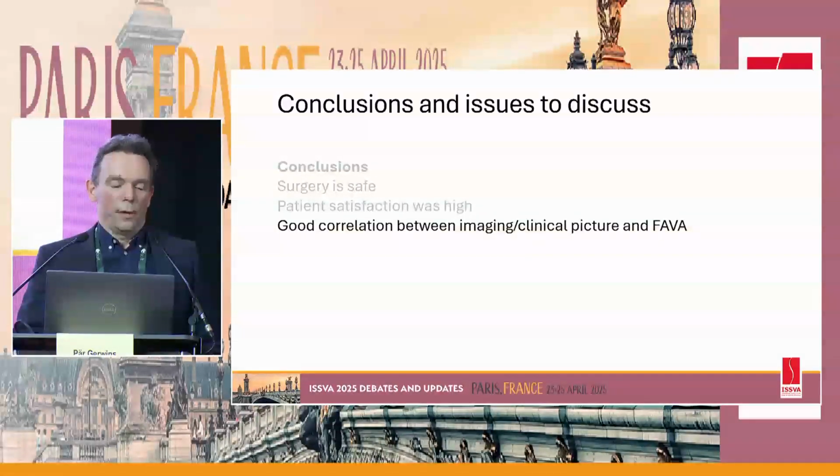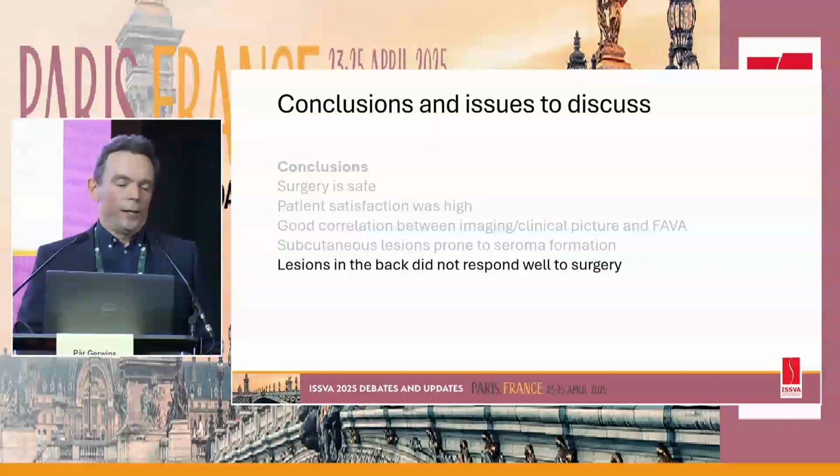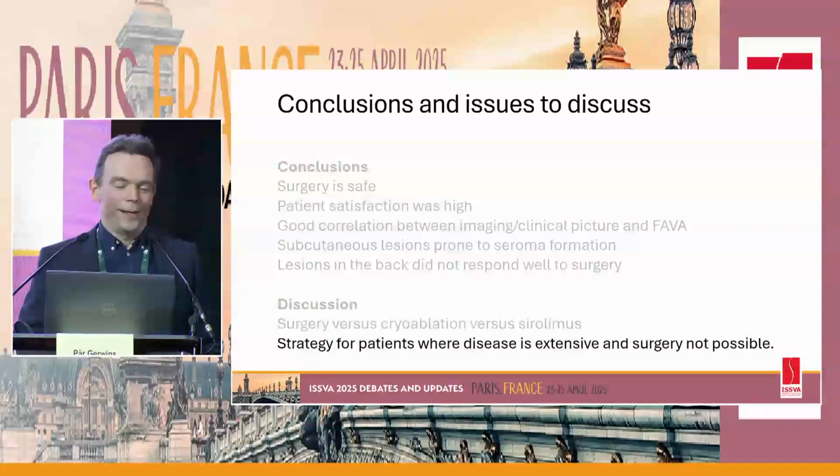There was a very good correlation between imaging, the clinical picture, and FAVA, and subcutaneous lesions are more prone to seroma formation. And lesions in the back respond less well to surgery. So to discuss is what to do: surgery versus cryoablation versus sirolimus. And I have a few seconds more. So what to do when you can't do surgery?